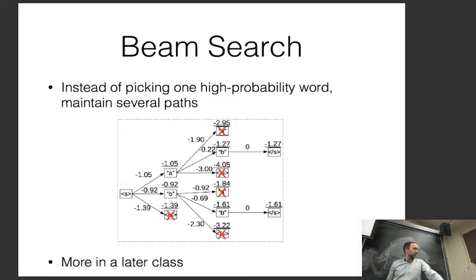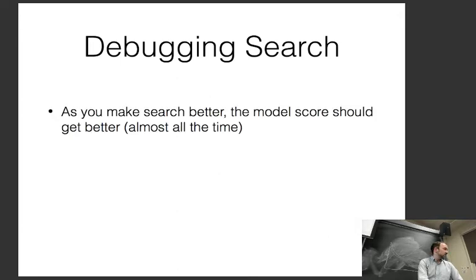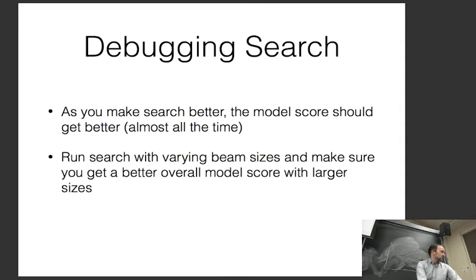So this will be more on Thursday, but this is also a place where you can make mistakes if you implement search incorrectly. As you make search better, the model score should get better almost all of the time. It's actually not guaranteed that you'll get a better model score by doing beam search, but almost all of the time you'll get a better model score, especially if you look at your entire test corpus. So you run search with varying beam sizes and just make sure you get a better overall score with a larger beam.